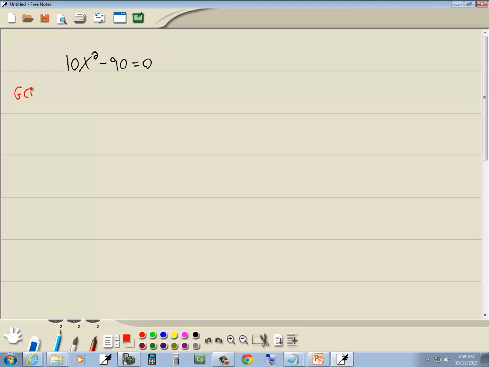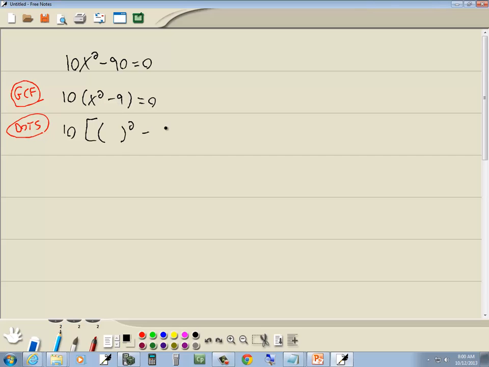To begin with, these have a GCF. They're both divisible by 10, so I can factor a 10 out. And that gives us x squared minus 9. Now looking at what's inside the parentheses, this is going to be difference of two squares. 10 just carries down.